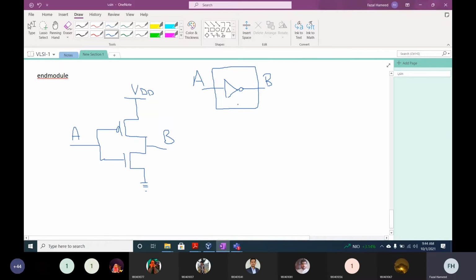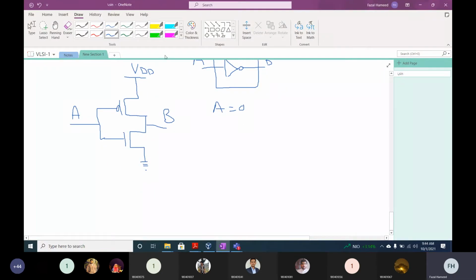The first scenario is when A is equal to logic 0. So when A is at logic 0, what will happen? Now we have 2 gates. This is G1 and G2. So is G1 PMOS or NMOS?